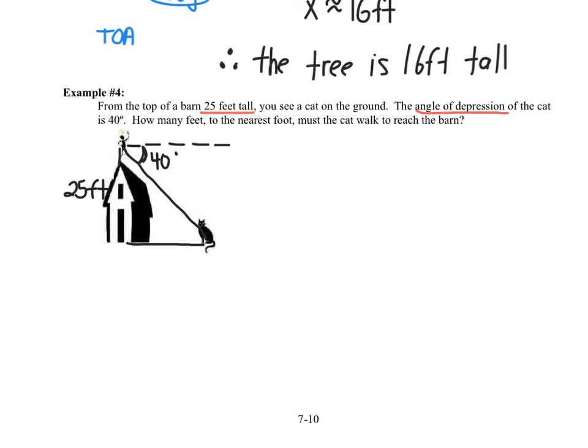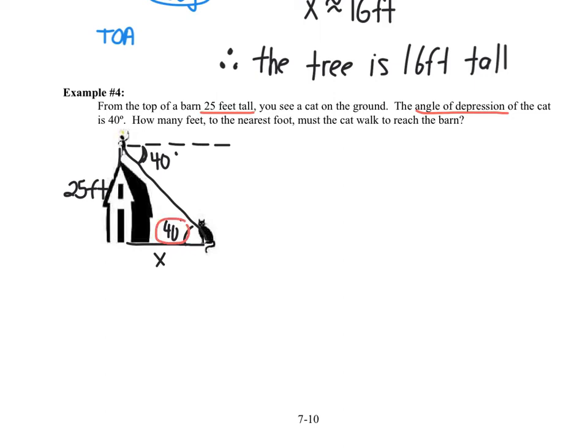Now, to get that angle inside of our triangle, we can do a quick Z pattern right here, which means this angle where the cat is also 40 degrees. And now we have to figure out what are we looking for. It says how many feet must the cat walk to reach the barn? So this is our x, the ground. And now we can label.